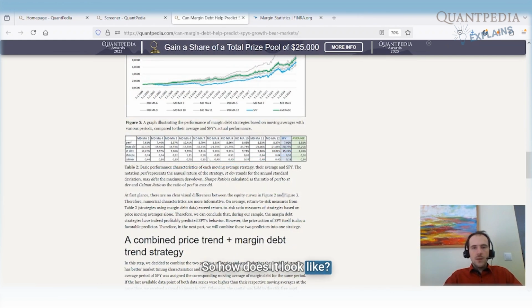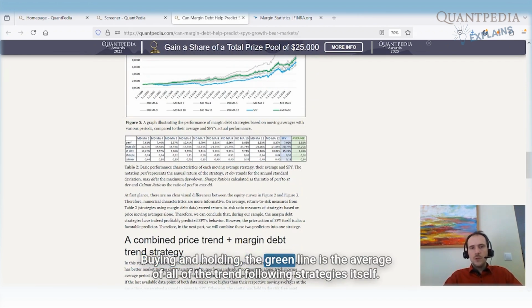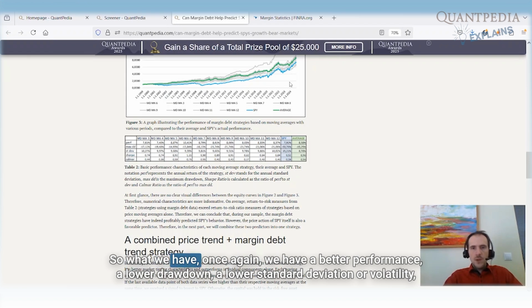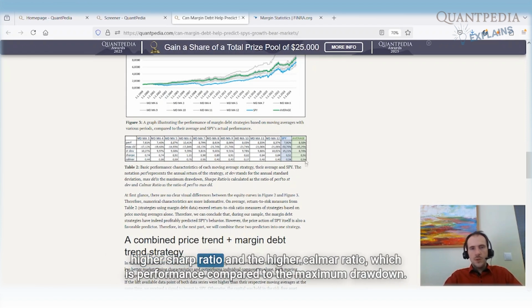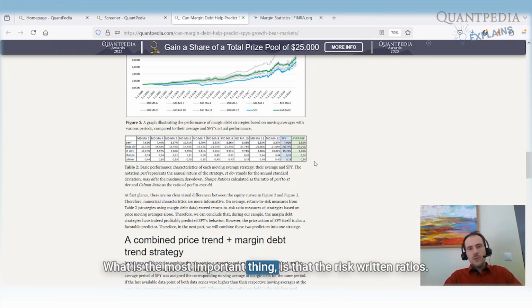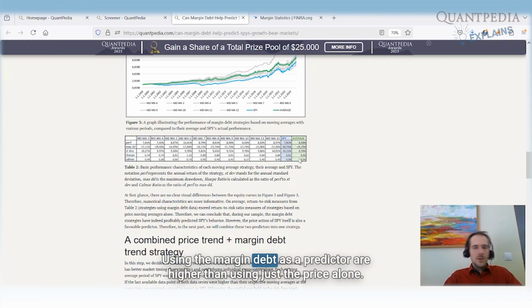So how does it look? Once again, the blue line is the SPI itself, buying and holding. The green line is the average of all of the trend following strategies. Once again, we have a better performance, a lower drawdown, a lower standard deviation or volatility, a higher Sharpe ratio, and a higher Calmar ratio, which is performance compared to the maximum drawdown. The most important thing is that the risk return ratios using the margin debt as a predictor are higher than using just the price alone.